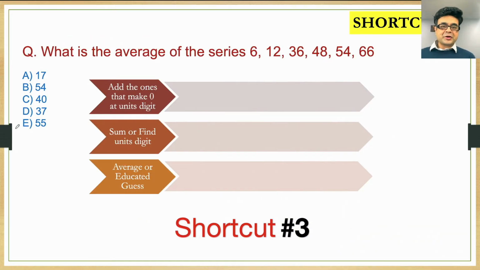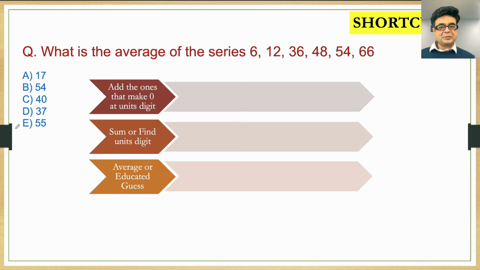If you have shortcuts to find the sum of the numbers, then you can easily calculate the average of the numbers as well. So here what I'm going to do is find the numbers that when I add will give me 0 as the units digit, because it's easier to add the numbers when they have 0 in the units digit, like 20 and 30 and 40, right? So let me start looking.